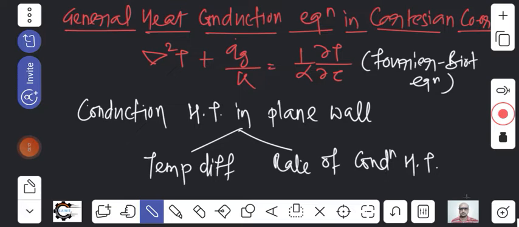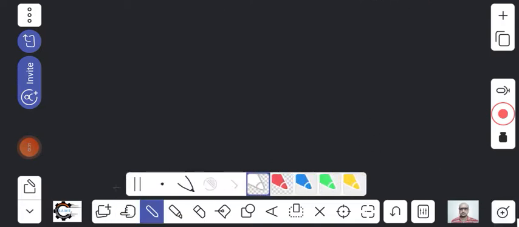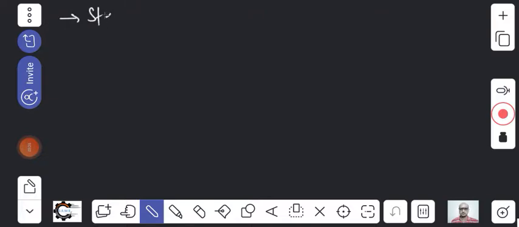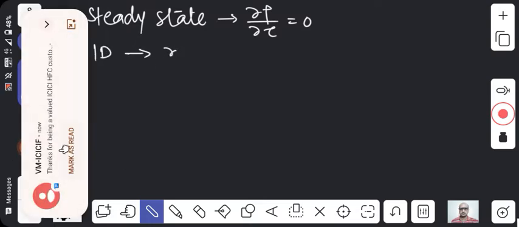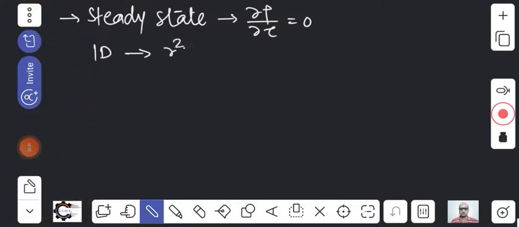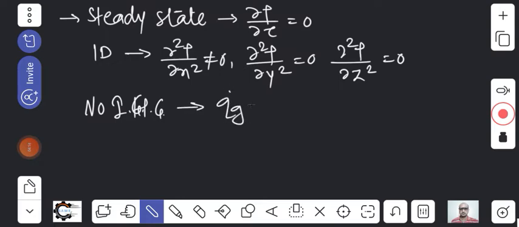If I assume steady state heat conduction, then the equation reduces: dou T by dou tau is equal to 0. If it is one-dimensional, in the x direction, then dou 2T by dou x square is not equal to 0, and the other terms, dou 2T by dou y square and dou 2T by dou z square, are equal to 0. If there is no internal heat generation, then q dot g is equal to 0.